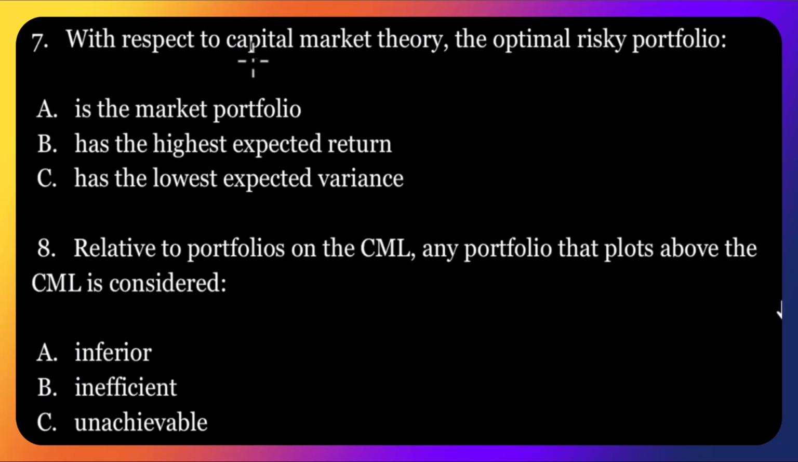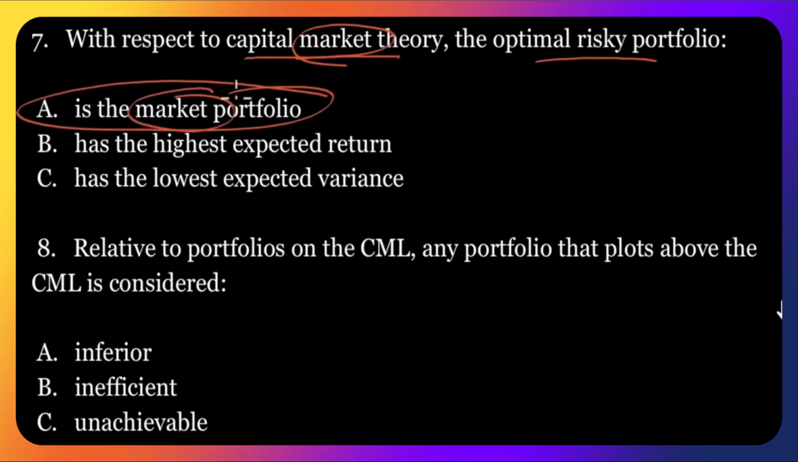7, with respect to capital market theory, the optimal risky portfolio is the market portfolio, has the highest expected return, has the lowest expected variance. Well, the optimal risky portfolio, again, capital market theory, optimal risky portfolio is the market portfolio. That's almost a repeat of one we've already had. 8, relative to portfolios on the capital market line, any portfolio that plots above the capital market line is considered inferior, inefficient, or unachievable. So let's see what we have.